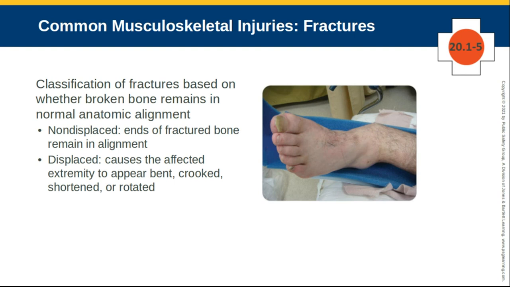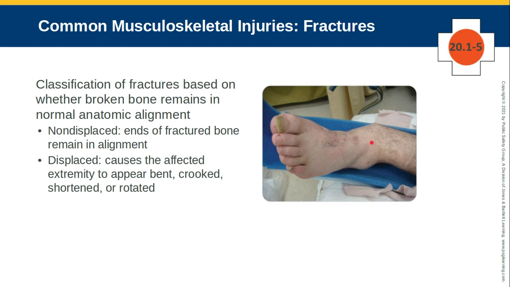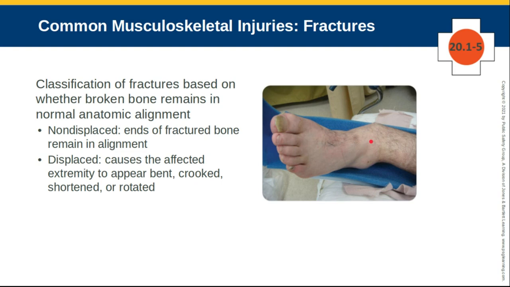Classifying fractures can happen in two ways. The first refers to just anatomic alignment. A non-displaced fracture is one in which the bone ends typically stay in line, and a displaced fracture is what we see here, where the bone ends are no longer in normal alignment, and we see the bend or the crookedness of this patient's lower leg.